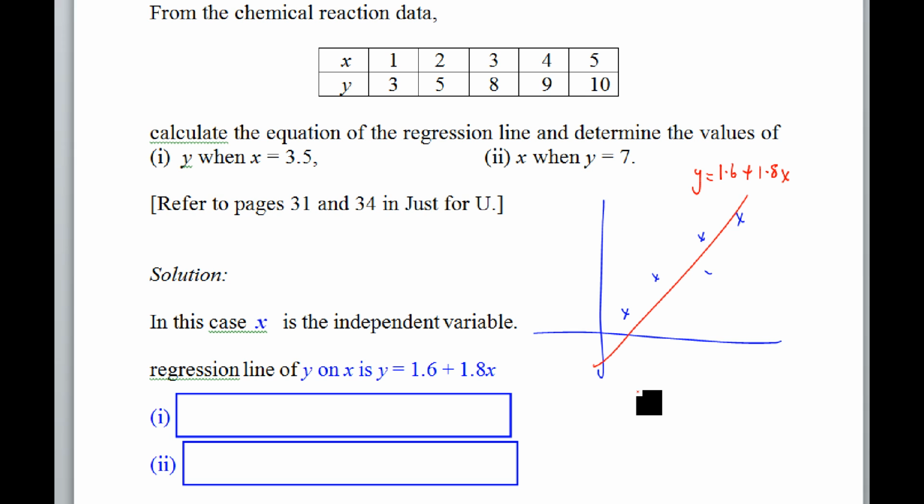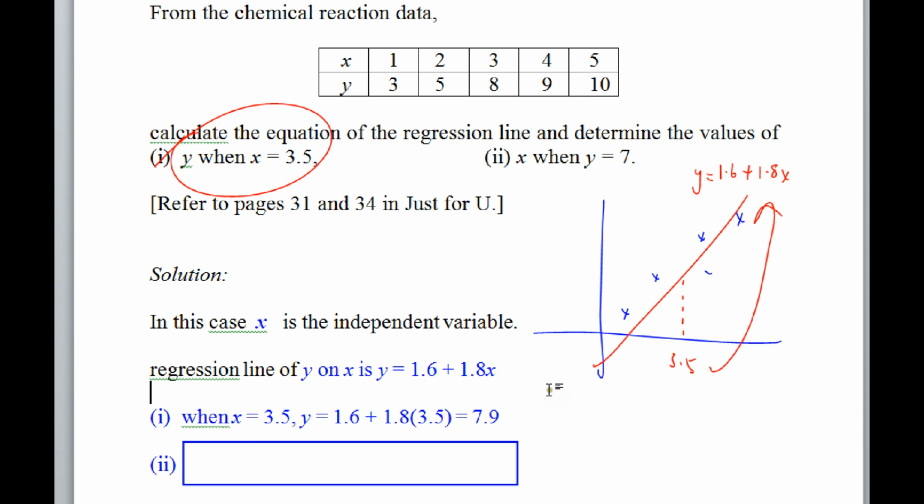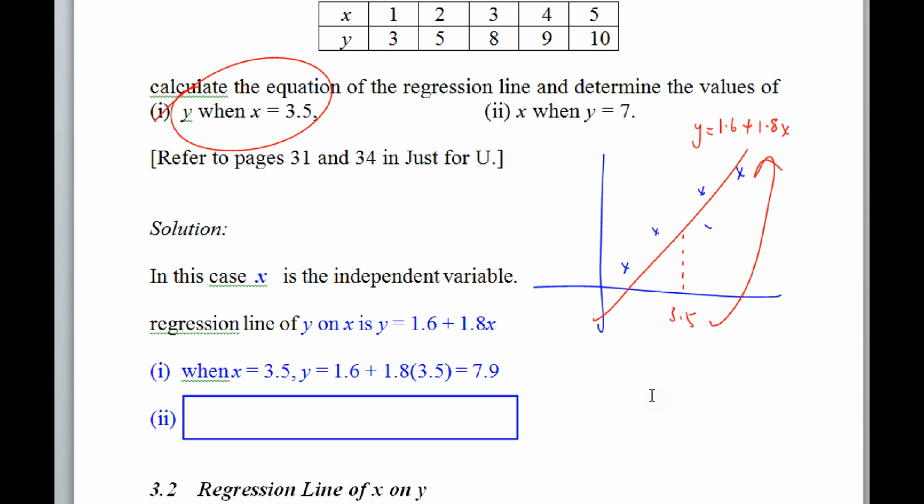What do you want? You want the value of y when x is 3.5. That means you go to 3.5, sub into this, you get a y. You know what I'm trying to say? Alright, so no big deal. Sub in and we're done. Is that alright?